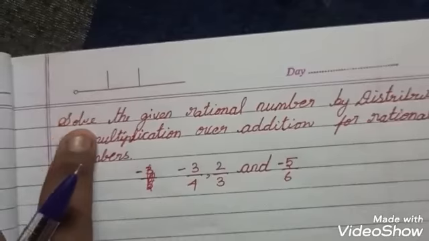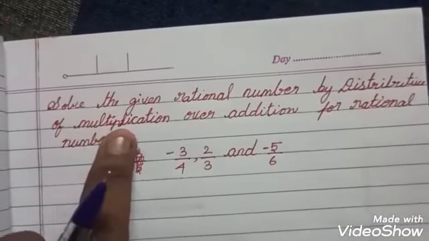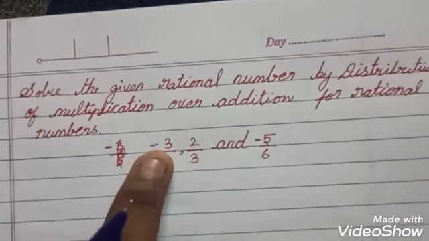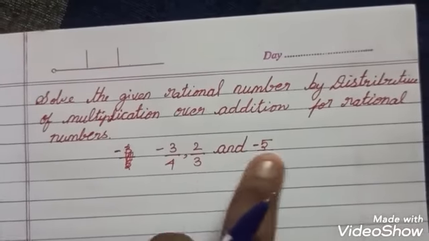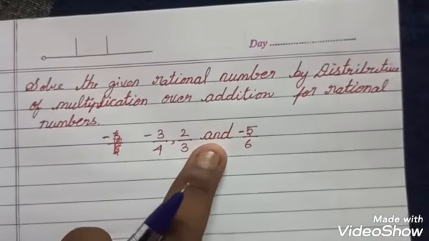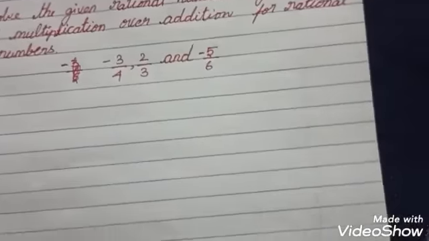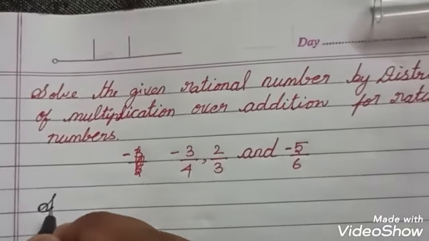Here, solve the given rational numbers by distributive property of multiplication over addition for the rational numbers minus 3 by 4, 2 by 3 and minus 5 by 6. So these are 3 rational numbers. We have to apply the distributive property. So now we see the solution.